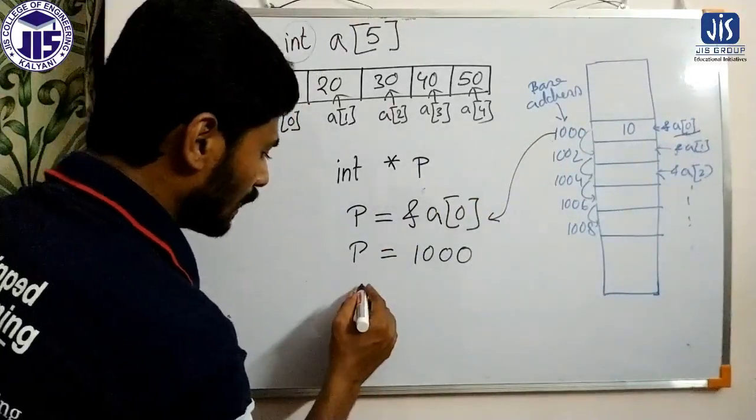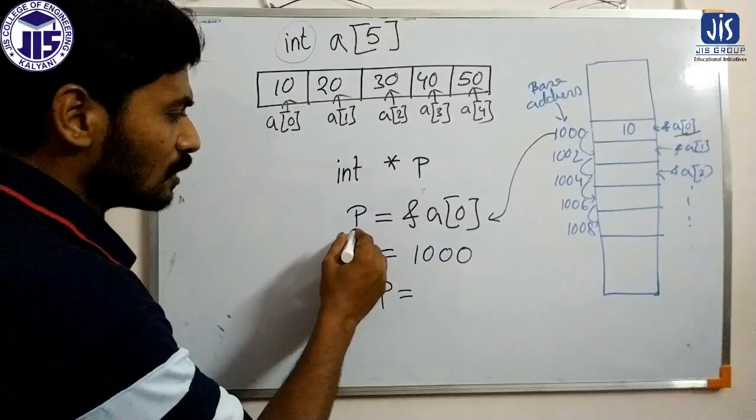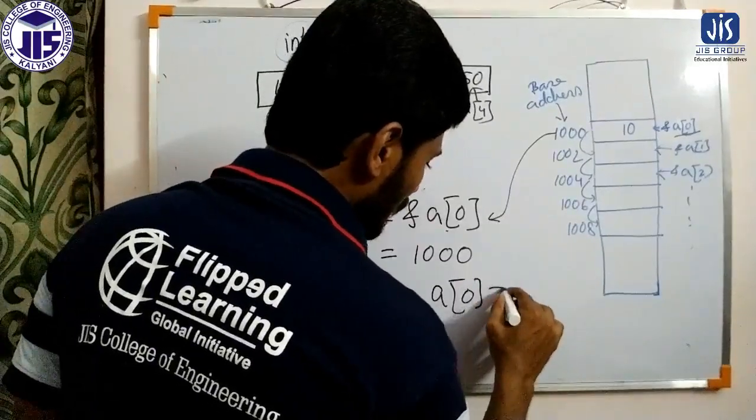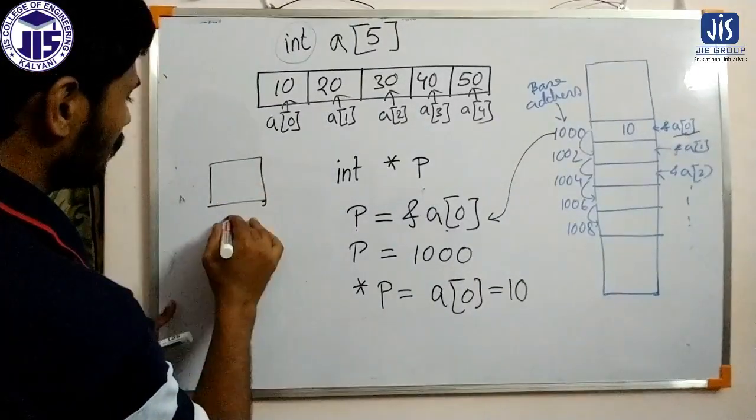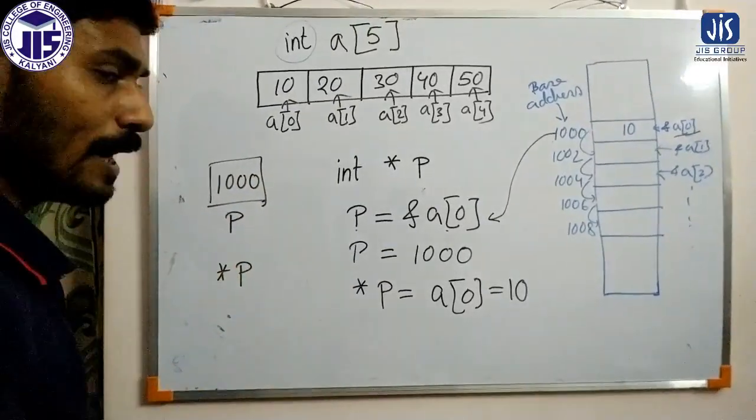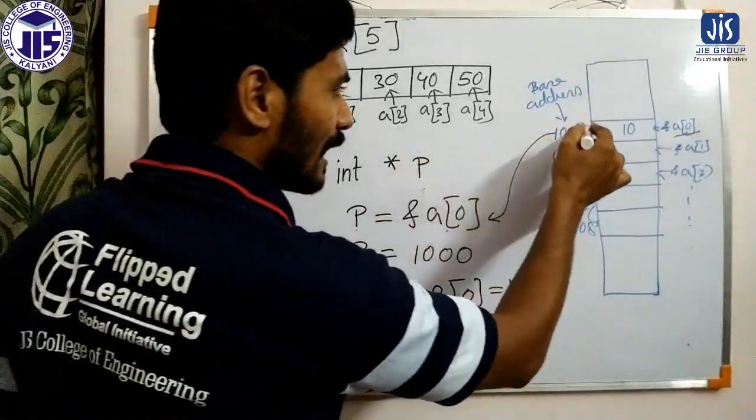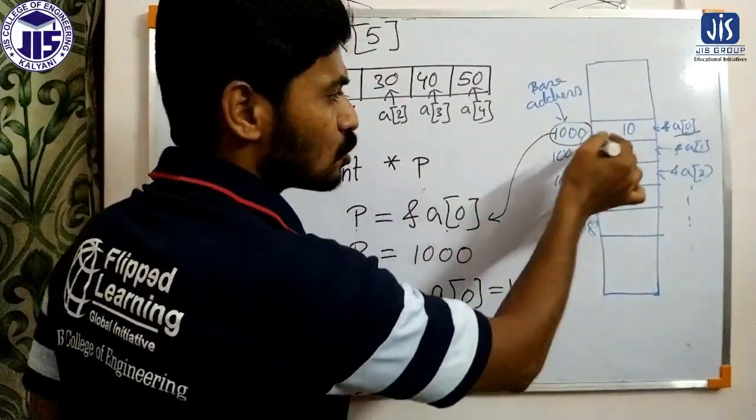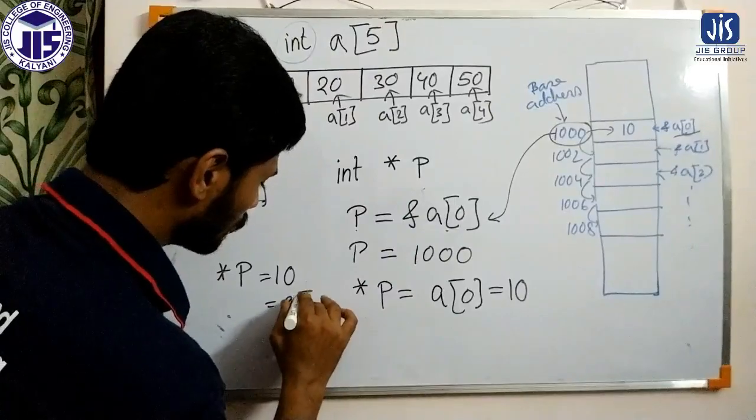Now if I write *P, so if P stores the address of the A0 element, then *P will indicate the value of A0, that is equal to 10. So this is my pointer variable P, where the value is 1000. What is *P? In P we have an address, that is 1000, so it will go to this address, and *P will represent the value stored at that particular address. The value stored at that address is 10. That's why *P is equal to 10, which is equal to the value of the A0 element.